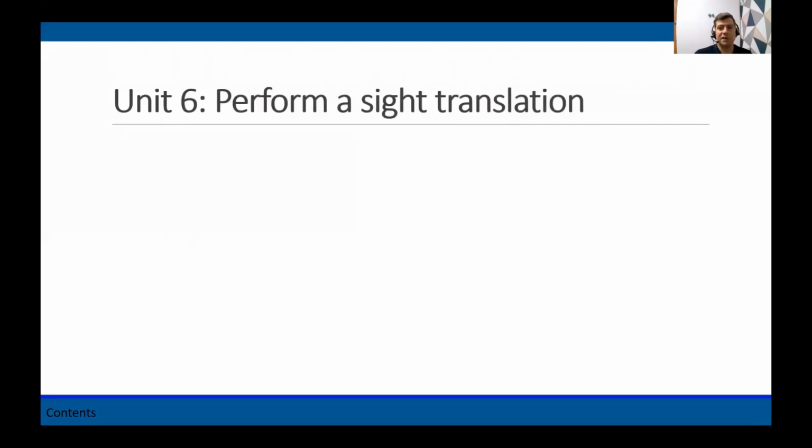Unit 6 is Perform a Site Translation, and that would include understanding how to carry out a site translation. So it's a bit similar to the last unit really, in that we look at how you would actually provide this service to your clients. So the process of site translation, what does that look like? Scenarios which involve site translation. So when would you need to provide a site translation?